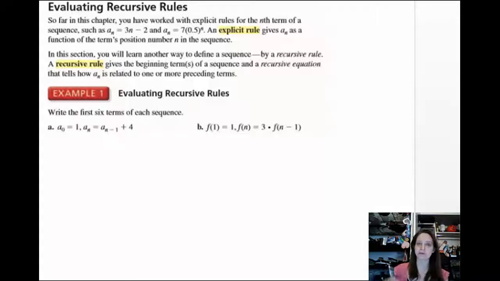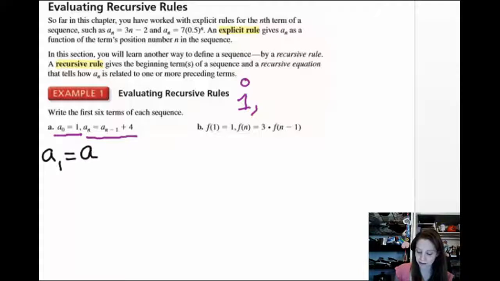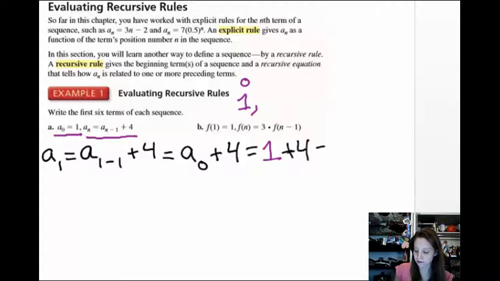We see recursive rules in example 1, and directions are to write the first 6 terms of each sequence. Here we're given the 0 term, so I can write the 0 term is 1. Then we're given the recursive rule. You'll notice that the rule is in terms of the preceding terms. Let's find a sub 1. A sub 1 is going to be a sub 1 minus 1 plus 4. Anywhere there was an n, I put a 1 in because I'm looking for the first term. A sub 1 minus 1 is just a sub 0 plus 4. A sub 0 we know is 1. We were given it. Plus 4 equals 5. So 5 is term 1 in this sequence.